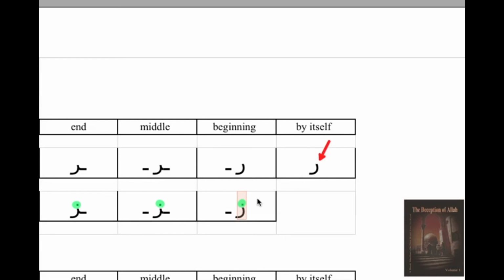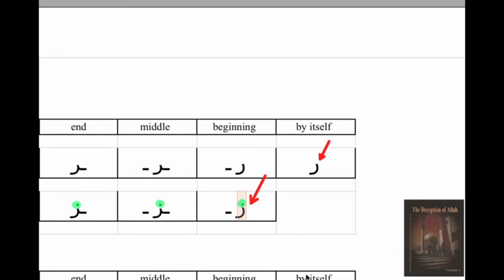This one looks exactly the same as this one. The only difference is that this one has a dot on the top. The Ra does not have a dot on the top. It's a plain writing letter. And what Ra presents is the same as the letter R in English. Alright? So you say run, run, Ra, Ra, run.